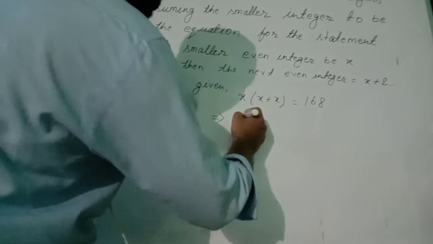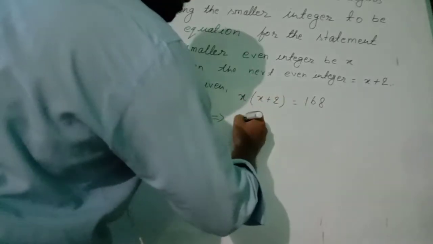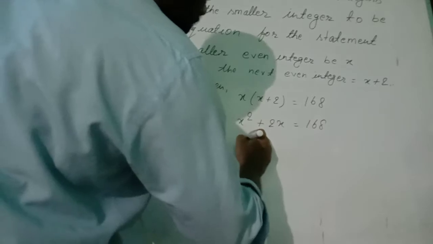We can make the quadratic equation x into x plus 2 equal to 168. We can make the quadratic equation as x square plus 2x equal to 168, or we can say x square plus 2x minus 168 equal to 0. This became the equation for this statement.